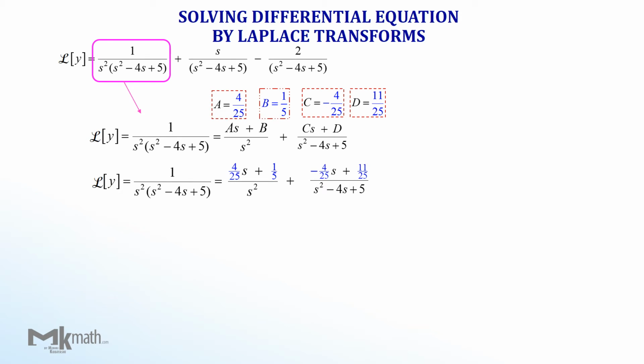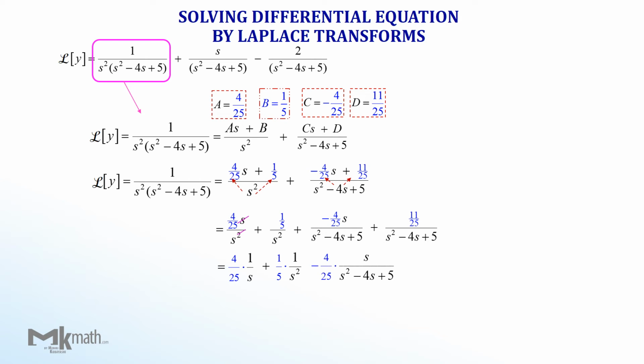We are still working on the first Laplace transform, and we just found partial fractions for that. Since we can see two terms in the numerators, we separate into two fractions. Simplifying, we get 4 over 25 times 1 over s, plus 1 over 5 times 1 over s squared, minus 4 over 25 times s over (s squared minus 4s plus 5), plus 11 over 25 times 1 over (s squared minus 4s plus 5) at this point.